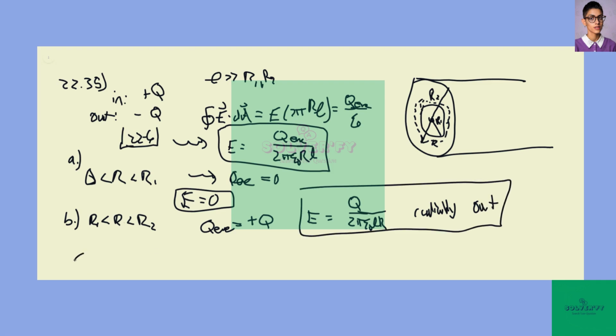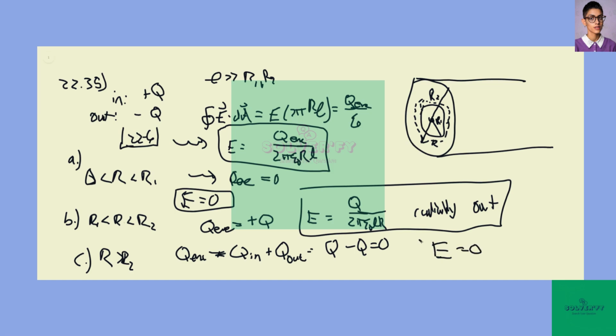Cool. Let's do part C now. So C is for R greater than R2. So in this case, our charge enclosed is the charge on the inside cylinder plus the charge on the outside cylinder. But that's just Q minus Q, or 0. So if our charge enclosed is 0, we already know, as in part A, the electric field is also 0.